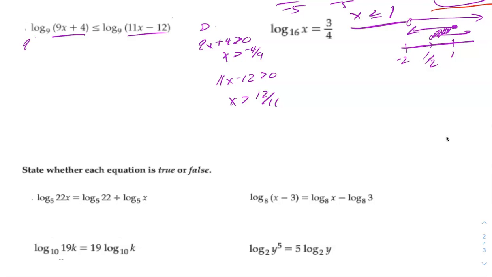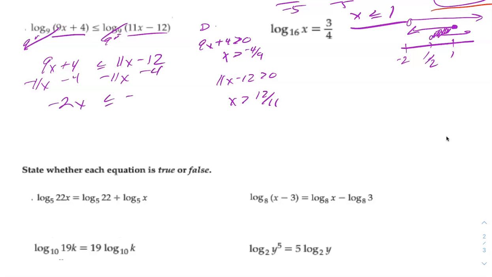Take the 9 on both sides because of the base. These cancel, you get 9x plus 4 is less than or equal to 11x minus 12. Oh, again, they're doing this to me. Let's subtract 11x. I don't like doing that. I like to keep my x's positive. Minus 4. I get negative 2x is less than or equal to negative 16. Divided by negative 2. X has to be greater than or equal to 8.